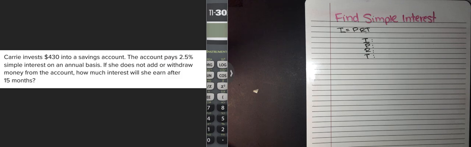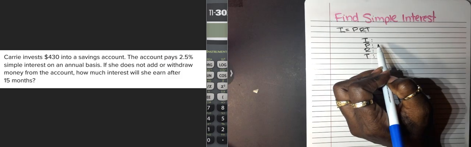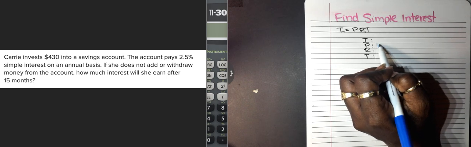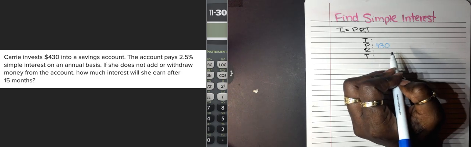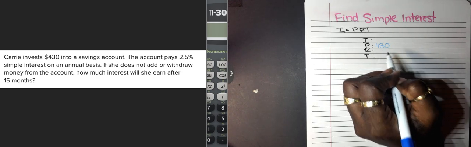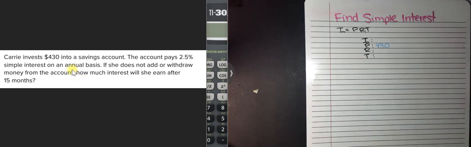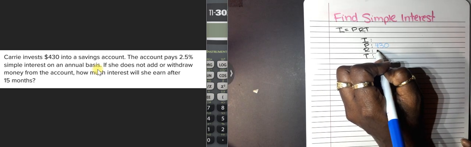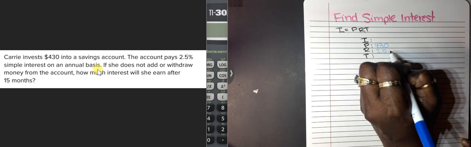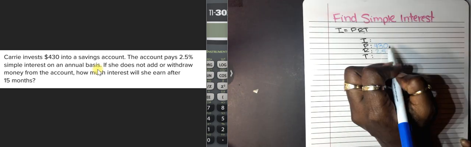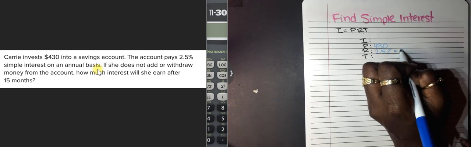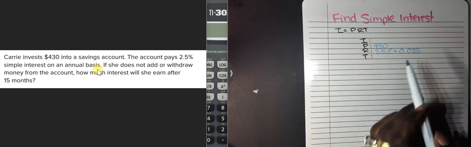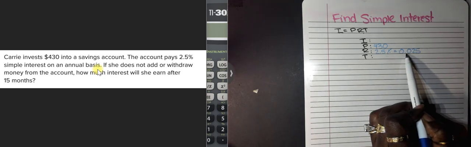All right, so let's see what we've got. So I see that she's investing $430. So we know that the $430 is going to be her principal. And then the account is paying 2.5% simple interest on an annual basis. So when we see the word annual, that means on a yearly basis. So it's going to be 2.5% per year. That's what that means. 2.5% per year. In decimal equivalent, that would be 0.025, right? Because if we moved our decimal 1, 2, then it should end up here.